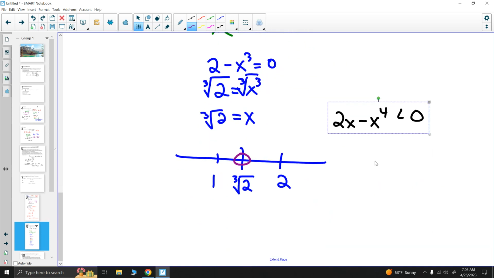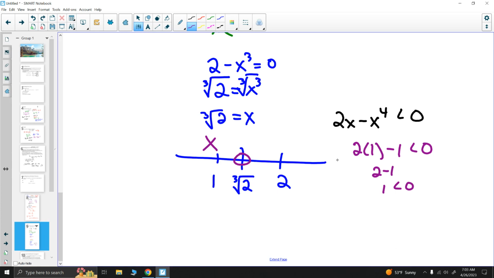So we'll take a look at when this statement is true. Let's take a look at 1. 2 times 1 minus 1 is less than 0. So 2 minus 1, that would be 1 is less than 0. That's not true, so we're not shading in that area. That's promising for us because we're hoping that this will work.